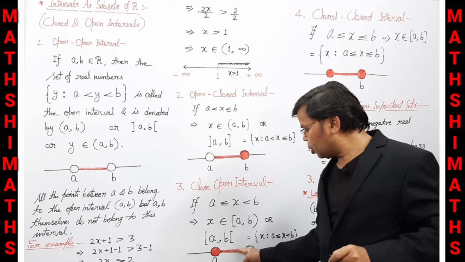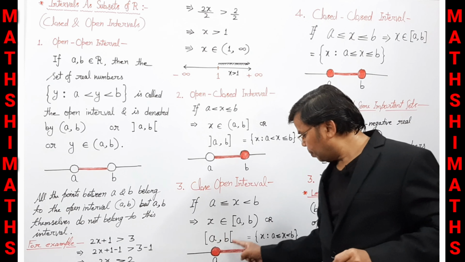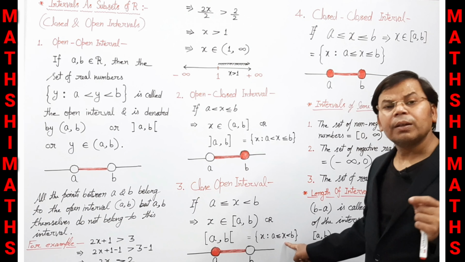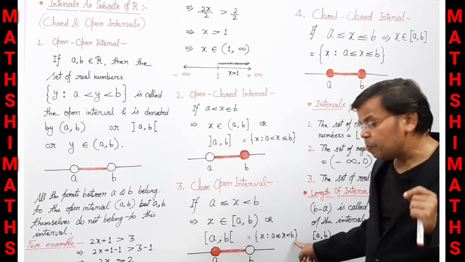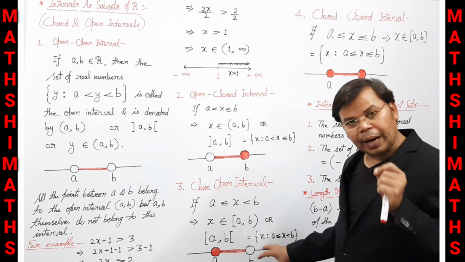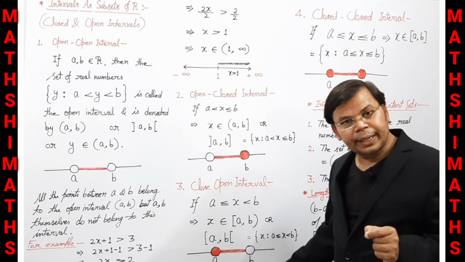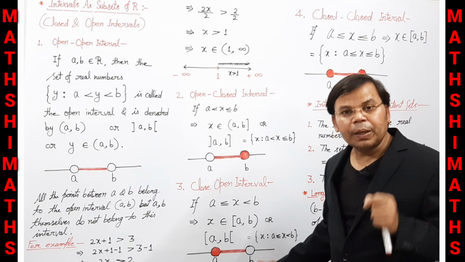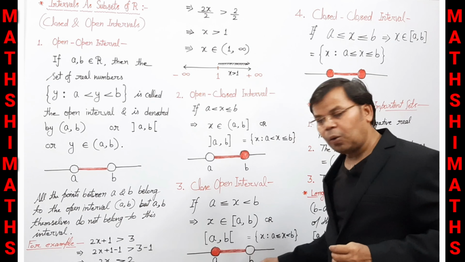Or we can also represent this closed-open interval in this form: the set of all x such that x is greater than or equal to A but x is less than B. And graphically we can represent it like this. This graph represents that A is included, B is not included. A is included because A is closed, B is not included because B is open, and all the values between A and B are also included.